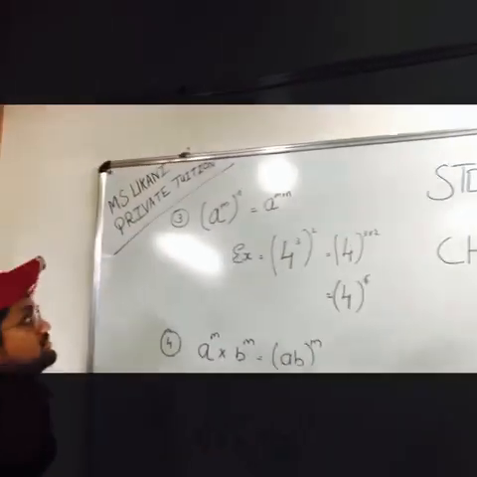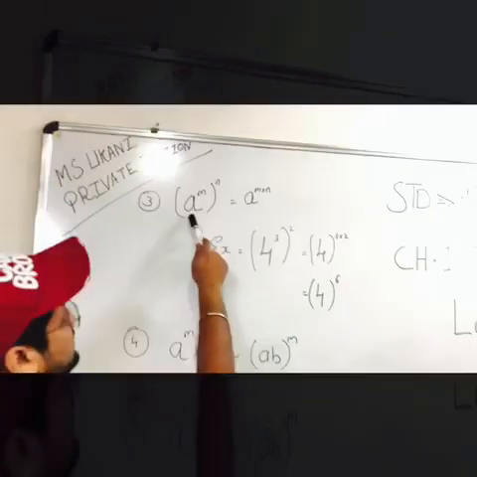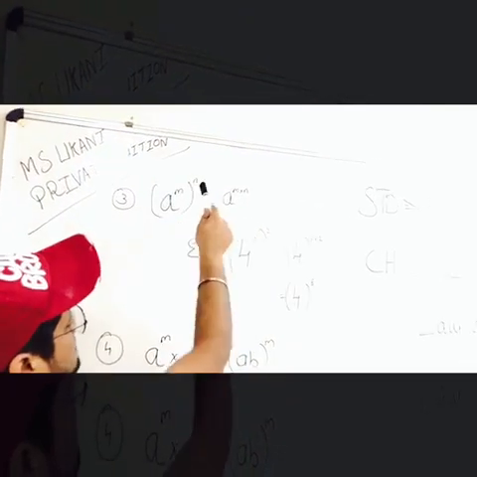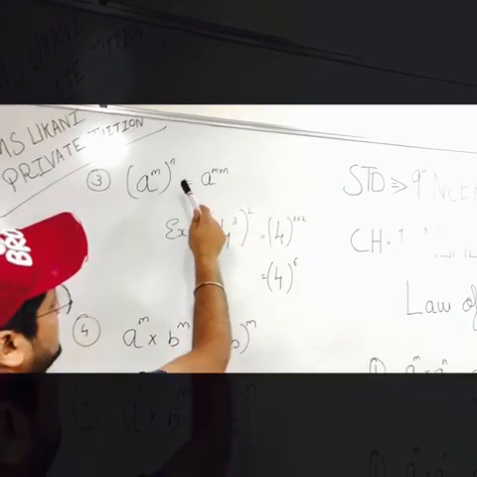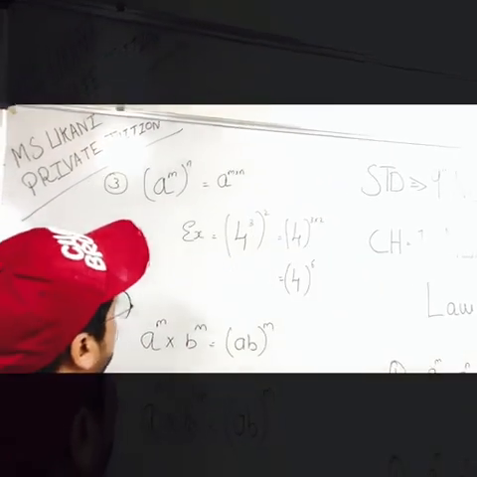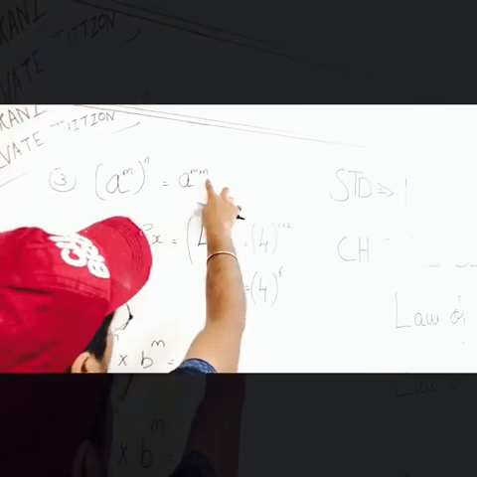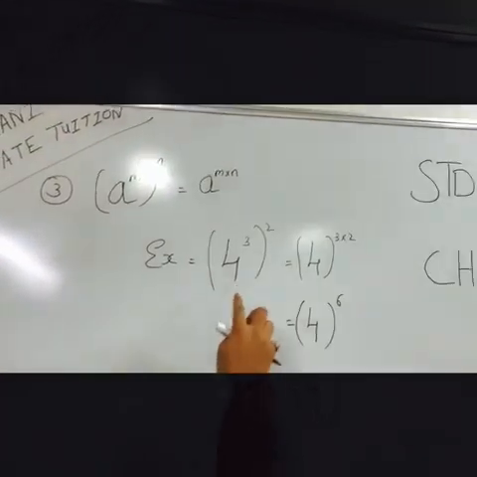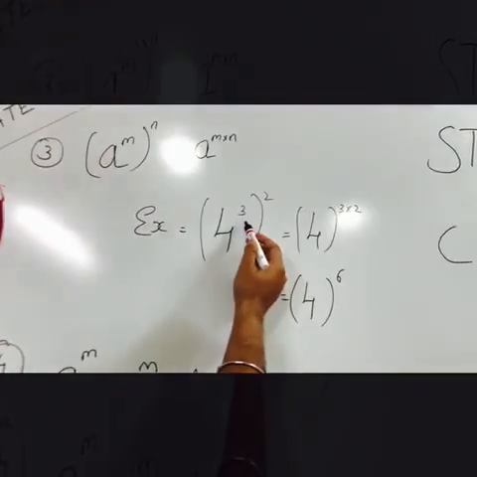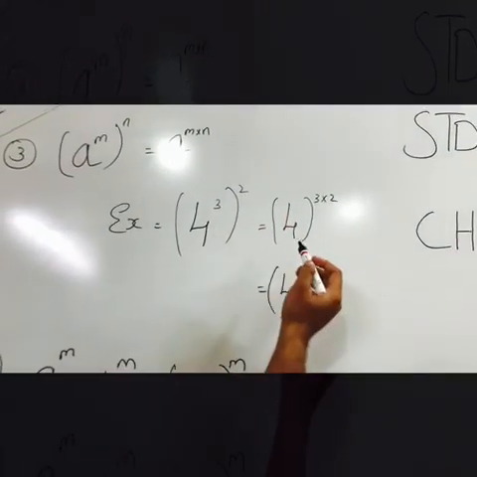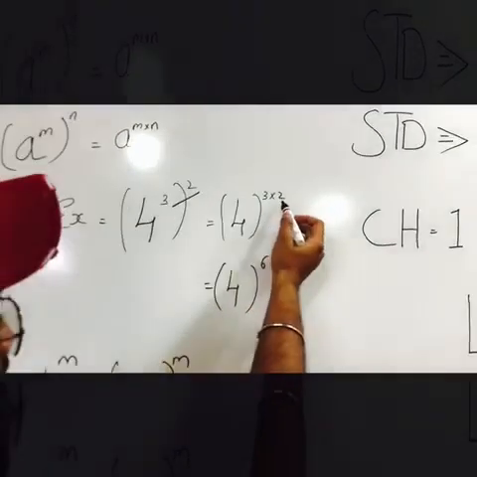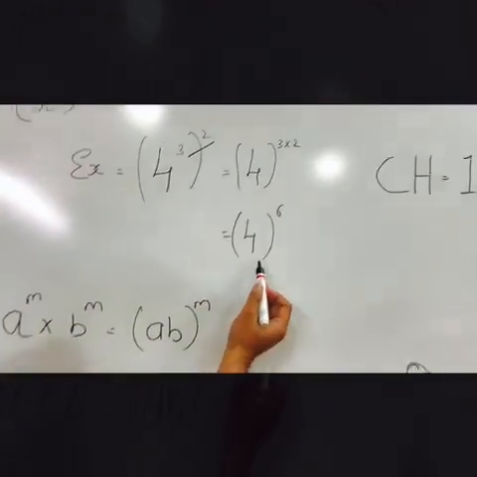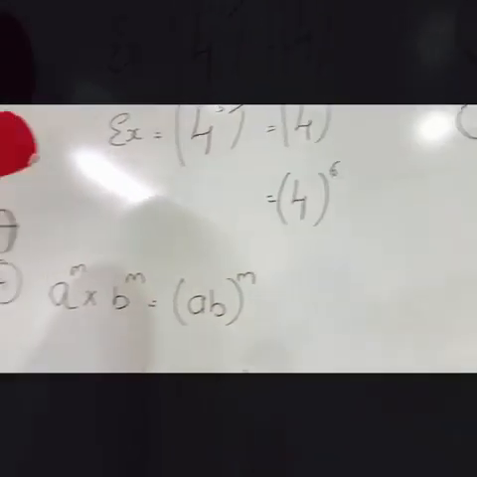Now let us move to the third rule. A raised to power m whole raised to power n means two powers are given. Okay, so in this condition we will multiply both the powers, m multiplied by n. Let us see the example. 4 raised to power 3 whole raised to power 2 means we will multiply these two powers. That means 3 multiplied by 2, so our answer will be 4 raised to power 6.